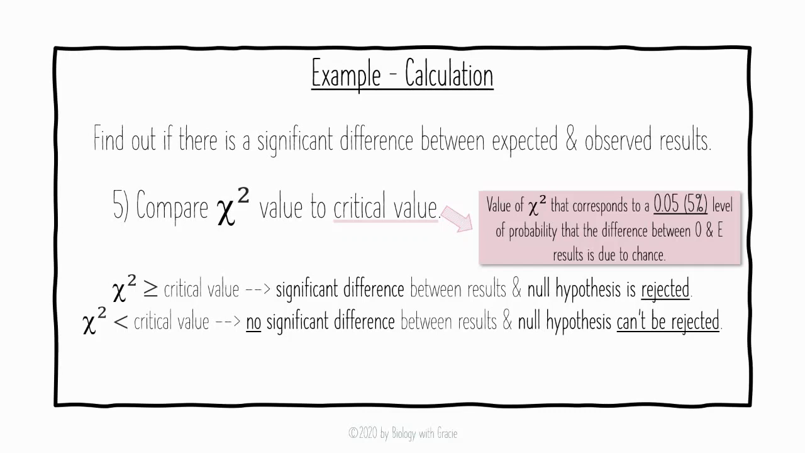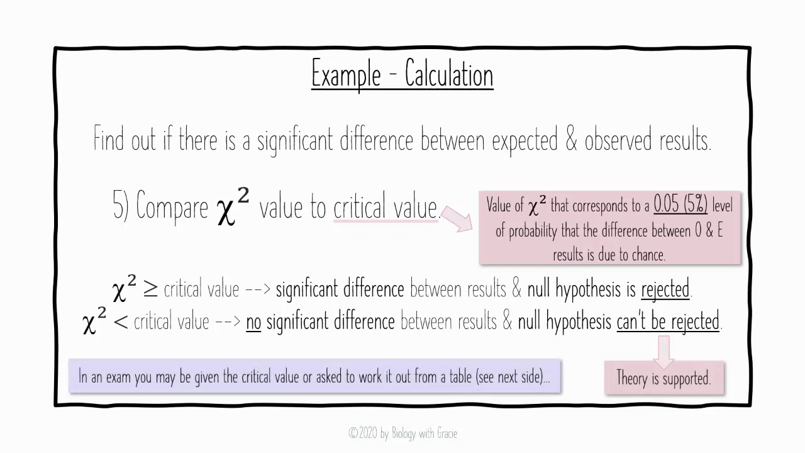However, if the chi-squared value is less than the critical value, this means there's no significant difference between our observed and expected results, and so we cannot reject the null hypothesis. So therefore, the theory that we have is supported. So in your exam, you may be given a critical value or you may be asked to work it out from a table. And so we're going to go over this on the next slide.